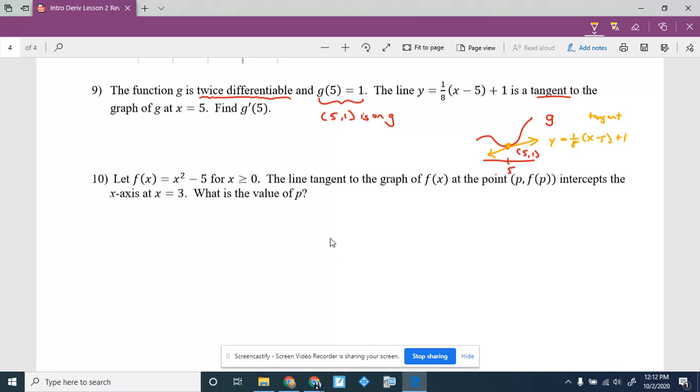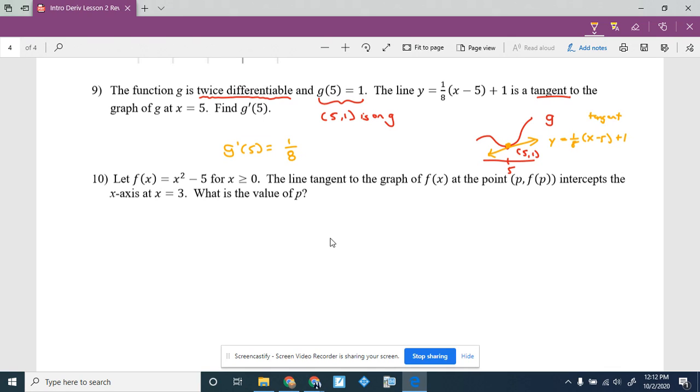So now it says find g prime of 5. Right? So what is g prime of 5? g prime of 5 is the slope of the tangent line on the graph of g at 5. So it's the slope of this little line I drew here. Well, what the heck is that? Well, I can see right here that the slope would be 1/8. Now, it's not in mx plus b form, but think about it.